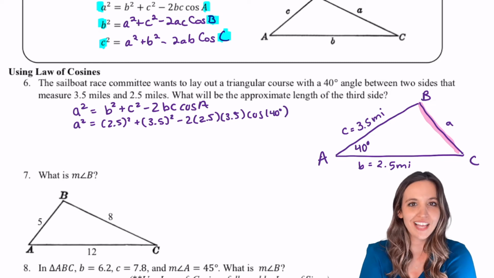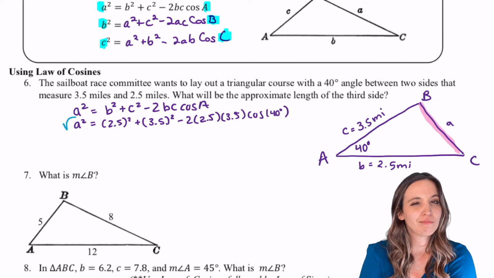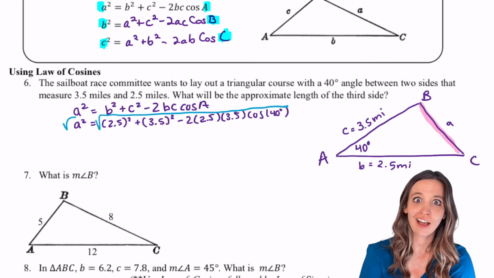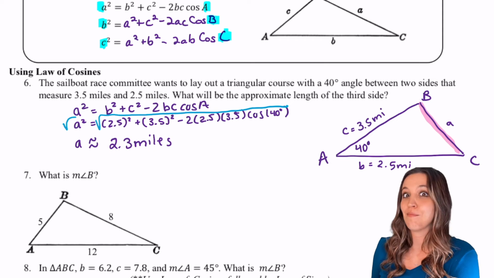Whew, we almost have it. Do I want to solve for a squared or A? A. So let's square root that and then plug it into the calculator. So it looks like that third side is approximately 2.3 miles.